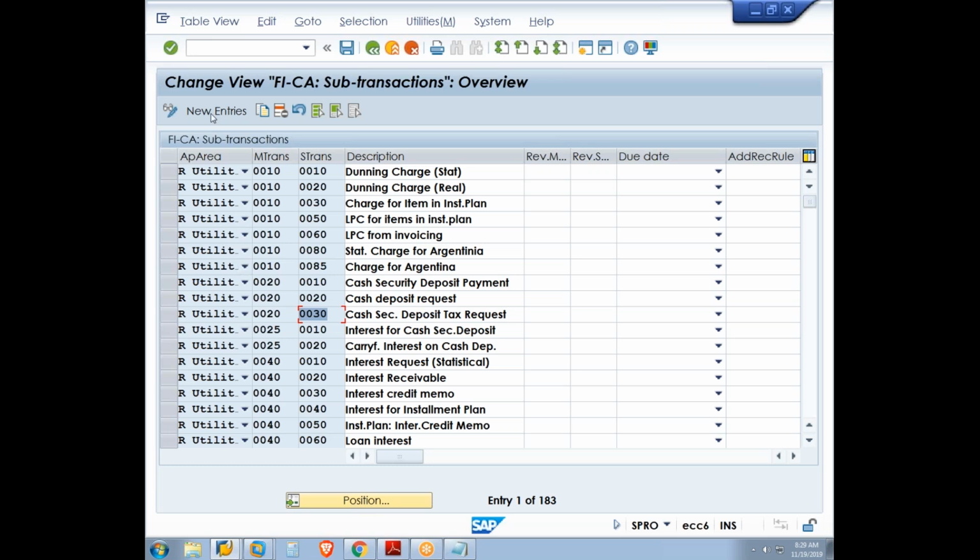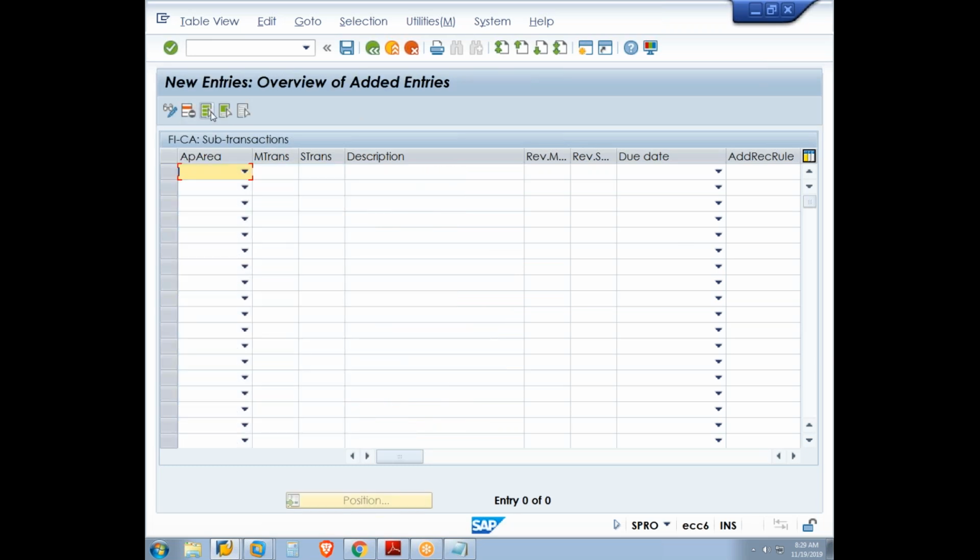Now, in our case, we'll define some sub transactions. Application area R. Our main transaction is 5000, which we have defined. So here we will say 5001. This is one sub transaction. Again R, 5000, and 5002. Then R, 5000, and 5003. And then again R, 5000, 5004.